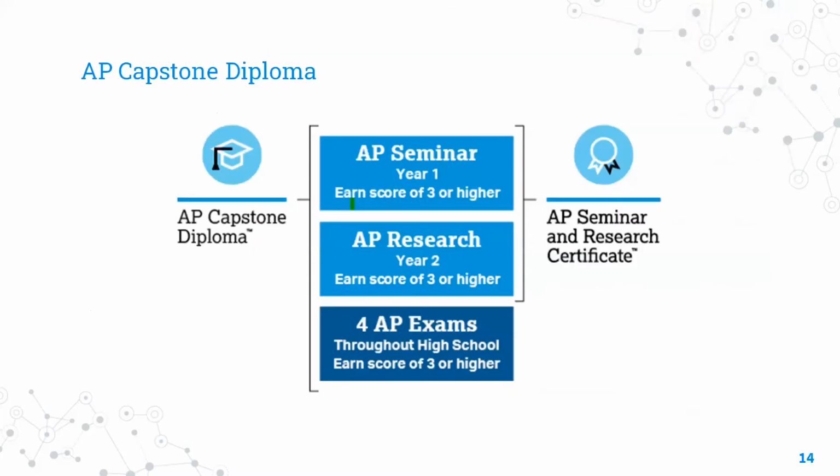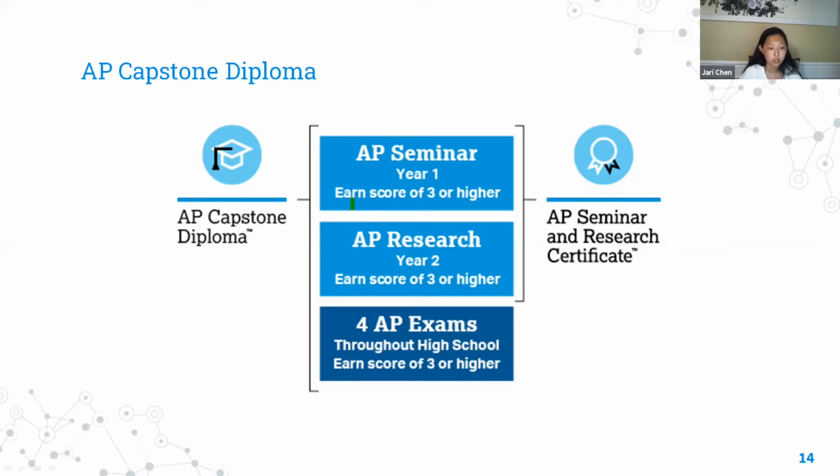So now we'll be moving on to Capstone Diploma. I mentioned earlier that we would be talking about this in a little more detail. Capstone is a diploma program where you have to take certain classes, like I said, AP Seminar and AP Research. AP Seminar is taken 1 year, while AP Research is taken the next. You have to take the class and also pass the exam on both of these.